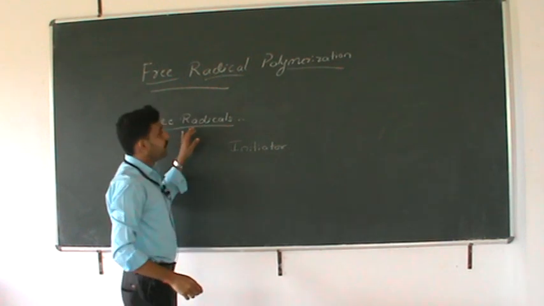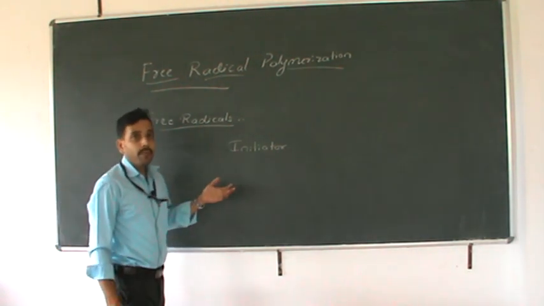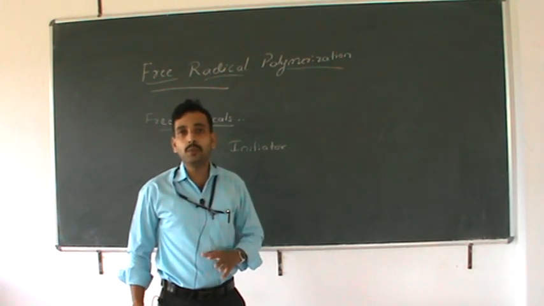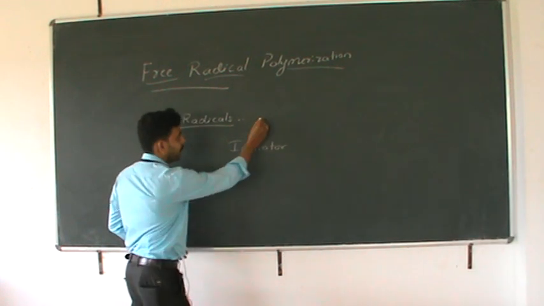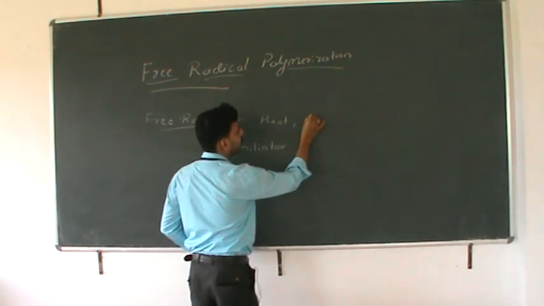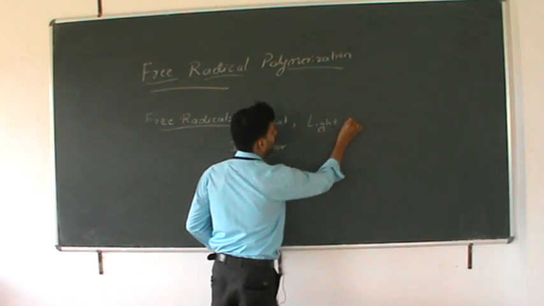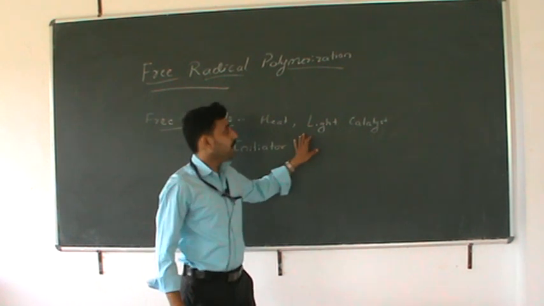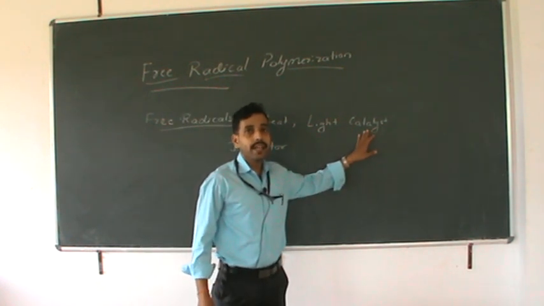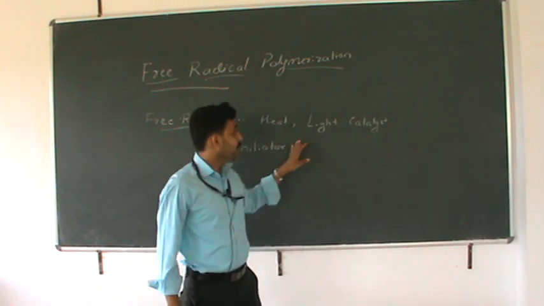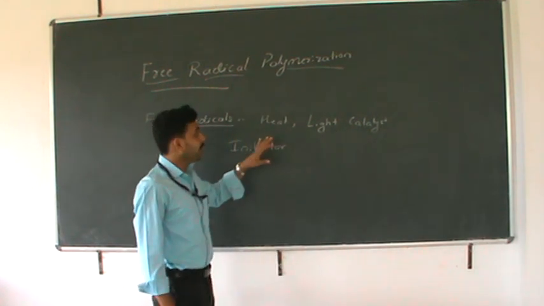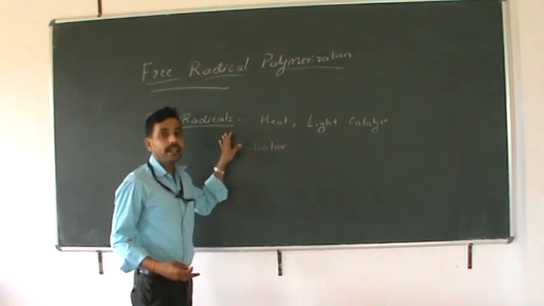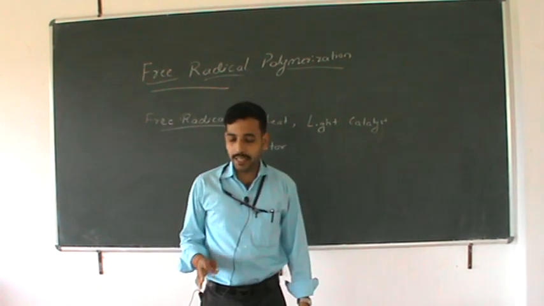These free radicals are generated by the decomposition of the compounds. The decomposition occurs either by heat energy, light energy or a catalyst. When one of these external energies is applied to a molecule like the initiator, it decomposes to produce free radicals. These generated free radicals can initiate the polymerization reactions.